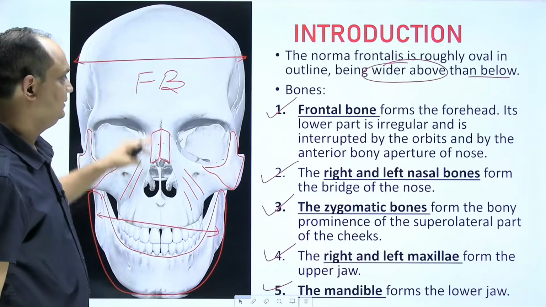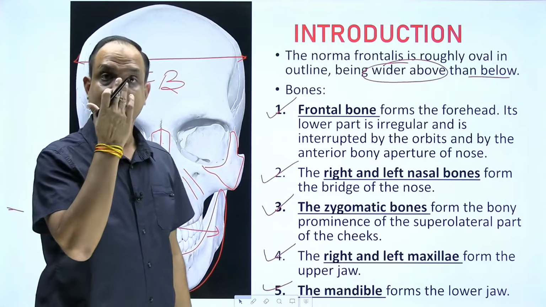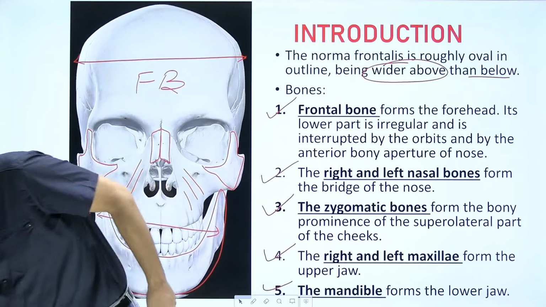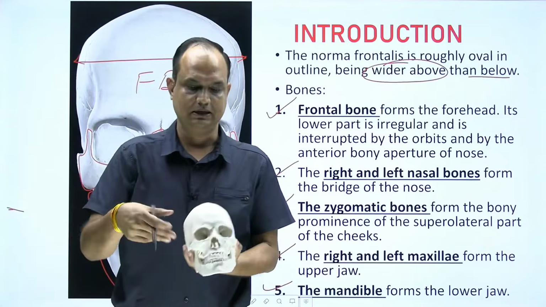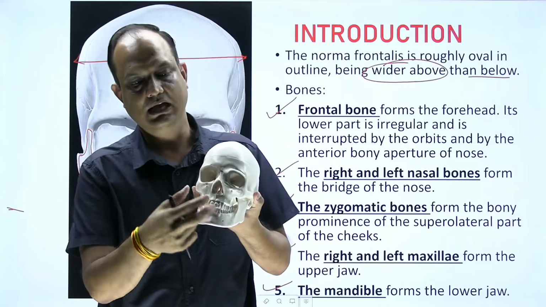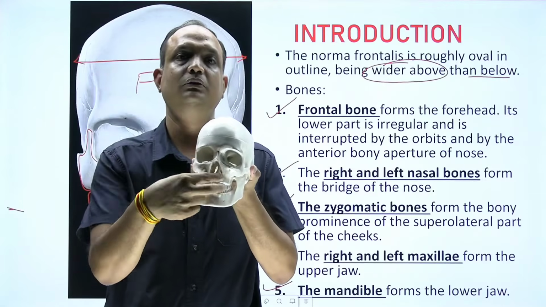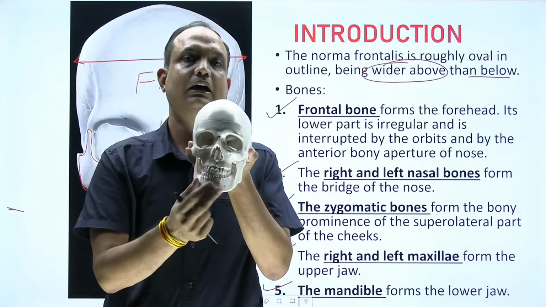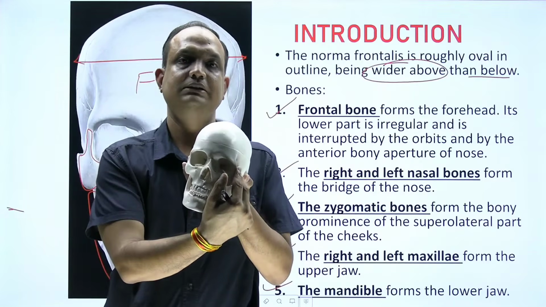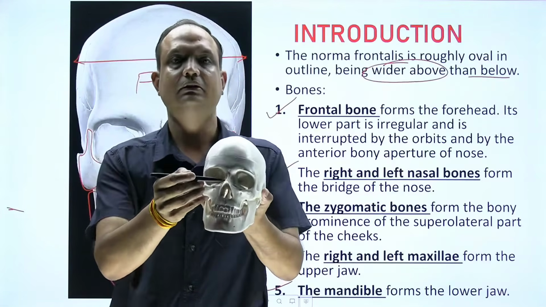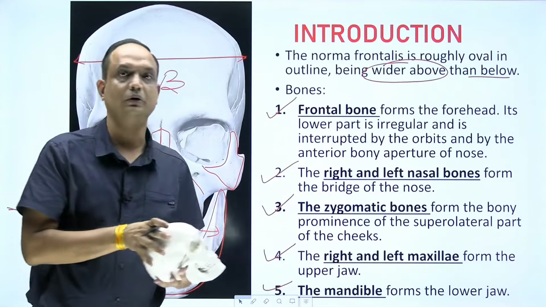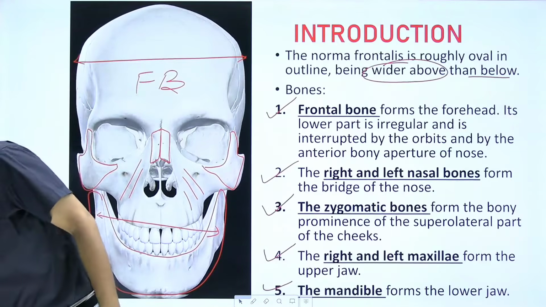When you see the bones present in the Norma Frontalis, you have to understand that from above downward, these bones are the frontal bone, which is a single individual bone. Then you will have the two maxillary bones, which form your upper jaw. Then you will have the mandible. Then you will have the zygomatic bones on the sides, and these are the two nasal bones. Clear? So these are the bones which form your Norma Frontalis.